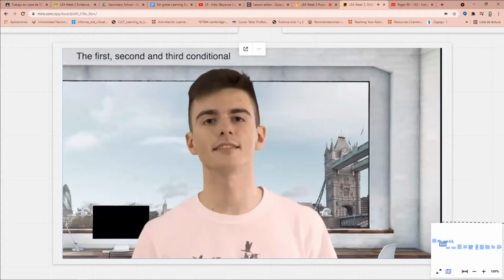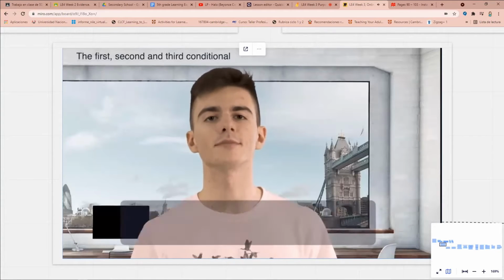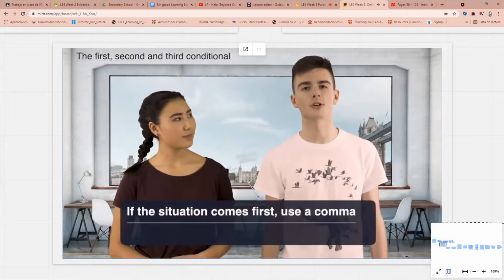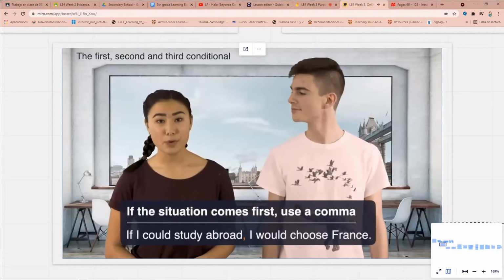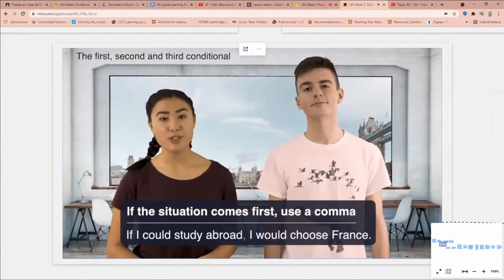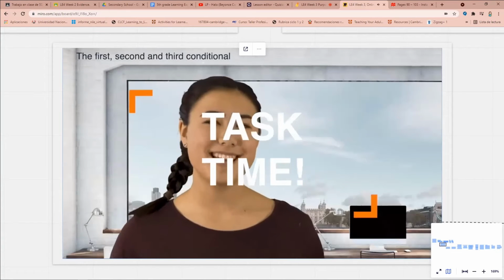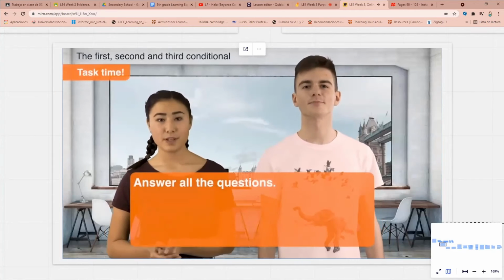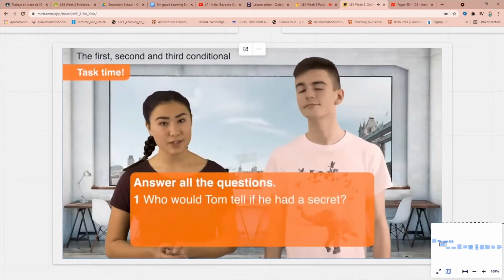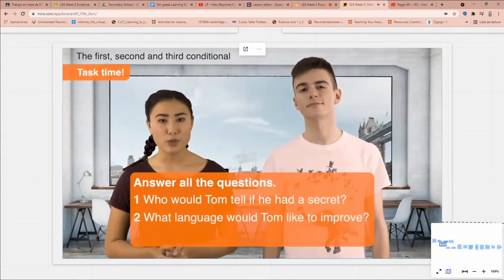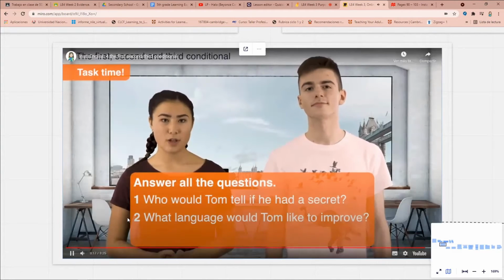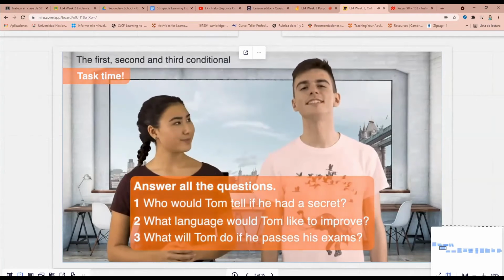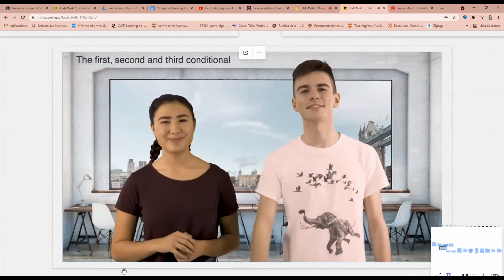In conditional sentences, the order of the clauses can change. If the situation comes first, use a comma. If I could study abroad, comma, I would choose France. Here's today's task. Answer all the questions. Who would Tom tell if he had a secret? What language would Tom like to improve? What will Tom do if he passes his exams? See you next time. Bye.